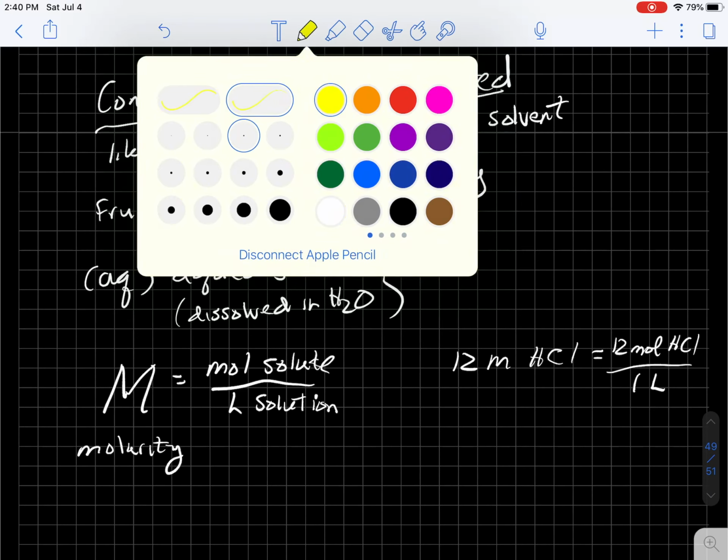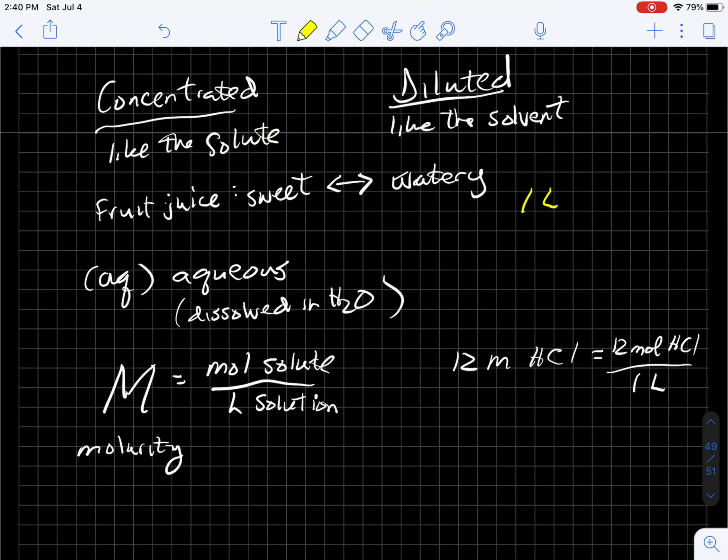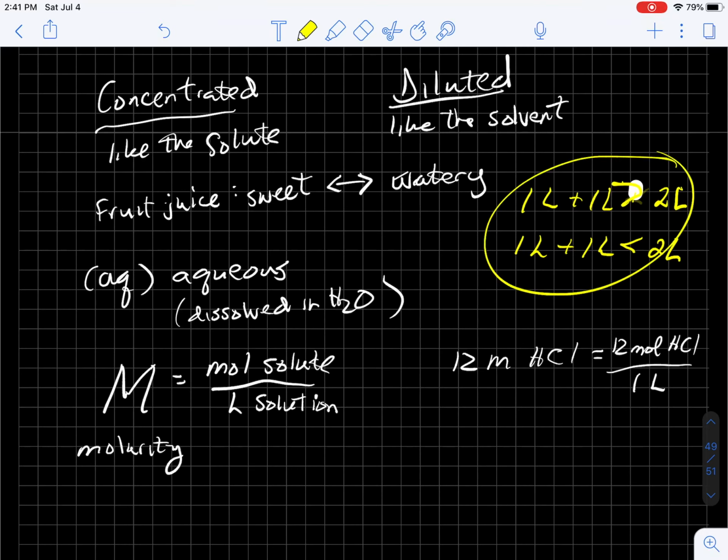Some solutes and solvents stack really well together, and if they stack really well, you could take a liter of solute and a liter of solvent, and when they mix together, you could actually get less than 2 liters of total volume. Or if they don't stack together as well, you could take 1 liter of solute, 1 liter of solvent, and get more than 2 liters of solution. So the volume has to do with the stacking. So we don't really concern ourselves with how much water.